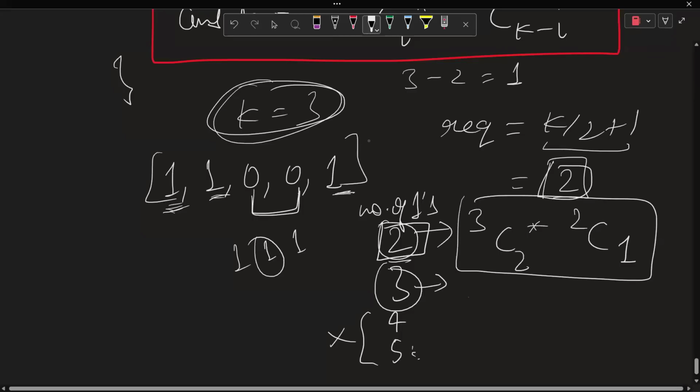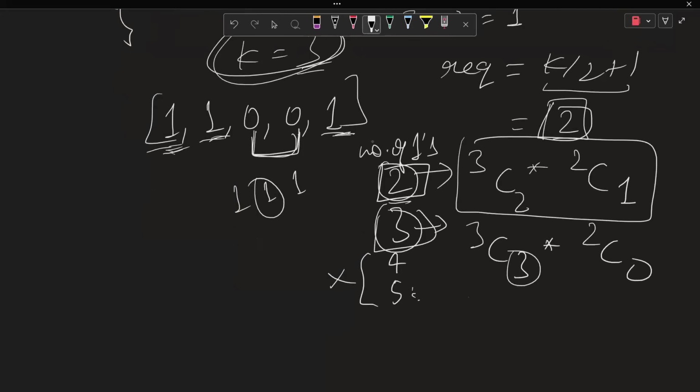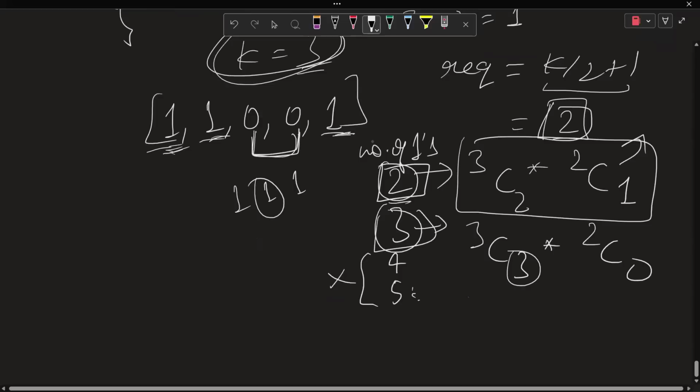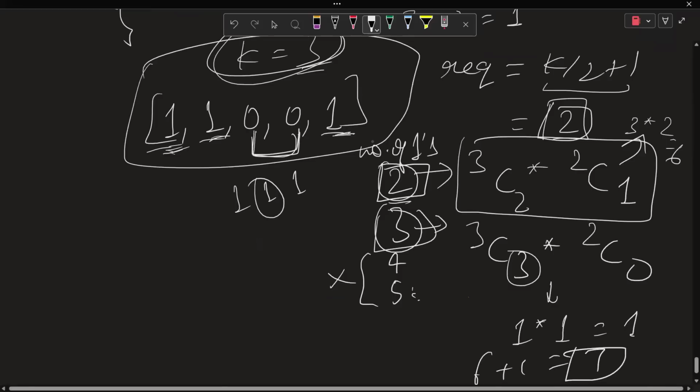And where there are exactly 3 ones, we select all the 3, so 3C3. Among the zeros, there are 2, but you don't need to select any because you have already selected 3. I hope this is clear. So 3C2 would be 3 into 2, it would be 6. And in this case, it would be 1 into 1, it would be 1. So 6 plus 1 would be 7. So 7 would be our answer for this test case.